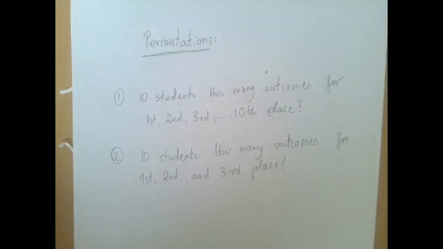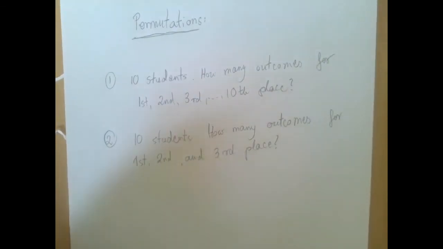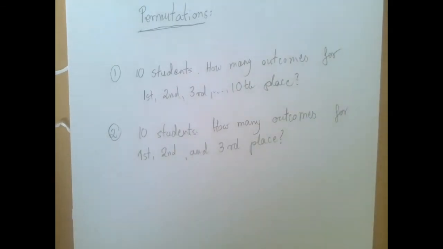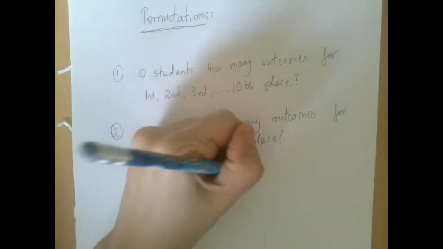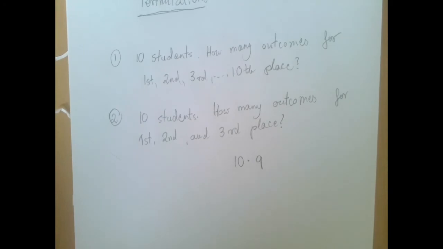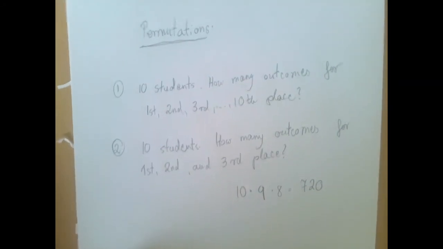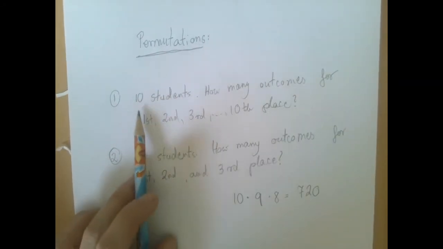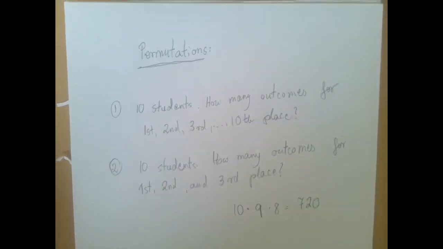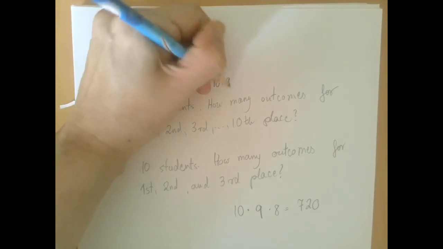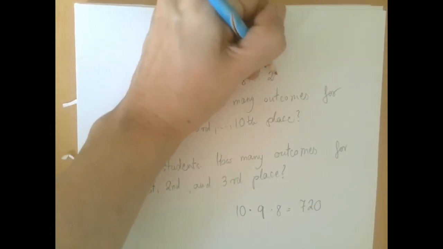Well, actually, here are 2 problems that are somewhat similar. Let's start with the second one. We have 10 students who are competing, how many outcomes are possible for first, second, and third place? Well, for the first place, we have 10 students possible. For the second one, the one who got first place is out of the question, so we have 9 left. And for the third place, the first and the second place are out of the question, so we have 8 left. So that's 720 outcomes. And this first one says, okay, there are 10 students, and we want first to 10th, which means that for the first one, we have 10 options, for the second one, we have 9, and so on, all the way down to 2 times 1.